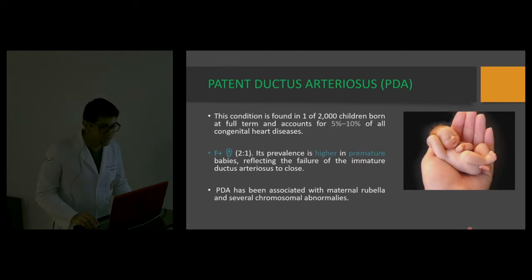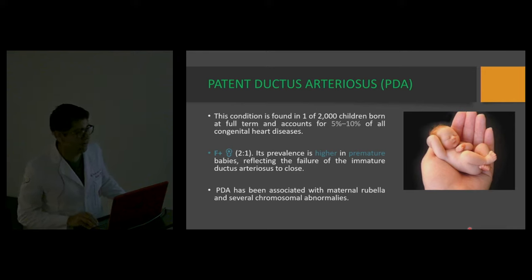This condition is found in 1 of 2,000 children born at full term and accounts for 5 to 10% of all congenital heart disease. It is most frequent in females, with a female to male ratio of 2:1. Its prevalence is higher in premature babies, reflecting the failure of the immature ductus arteriosus to close. PDA has been associated with maternal rubella and several chromosomal abnormalities.